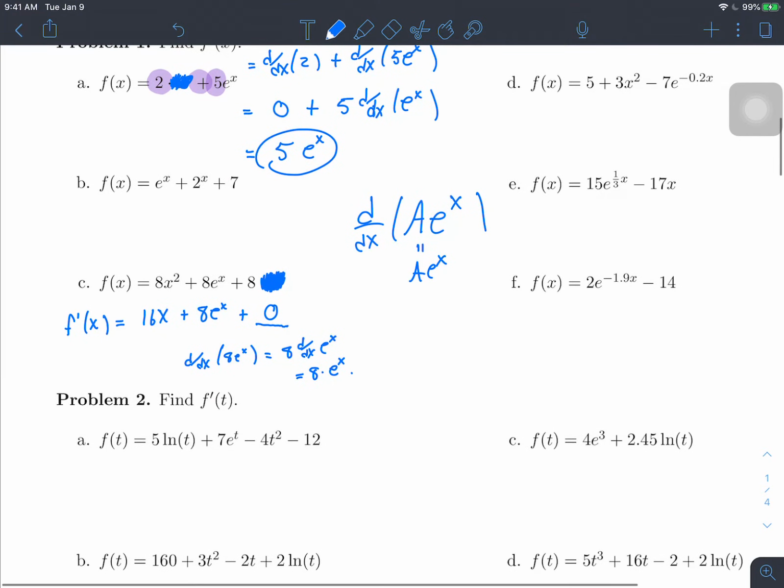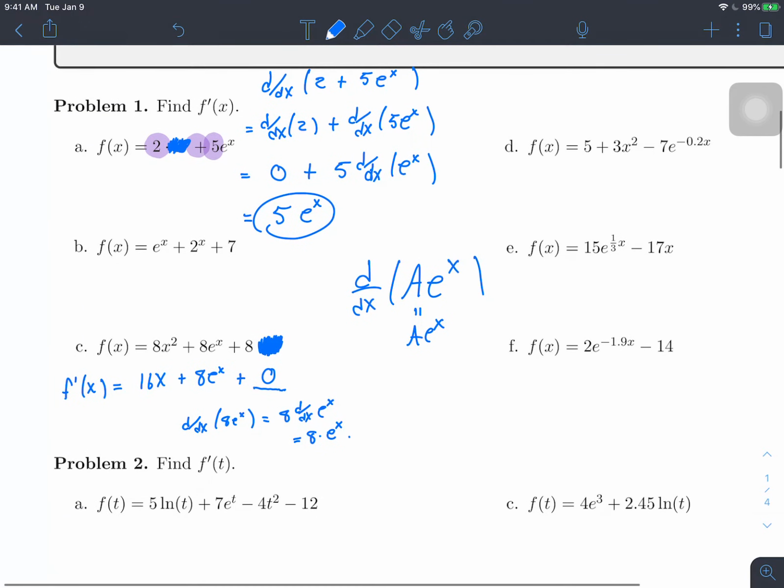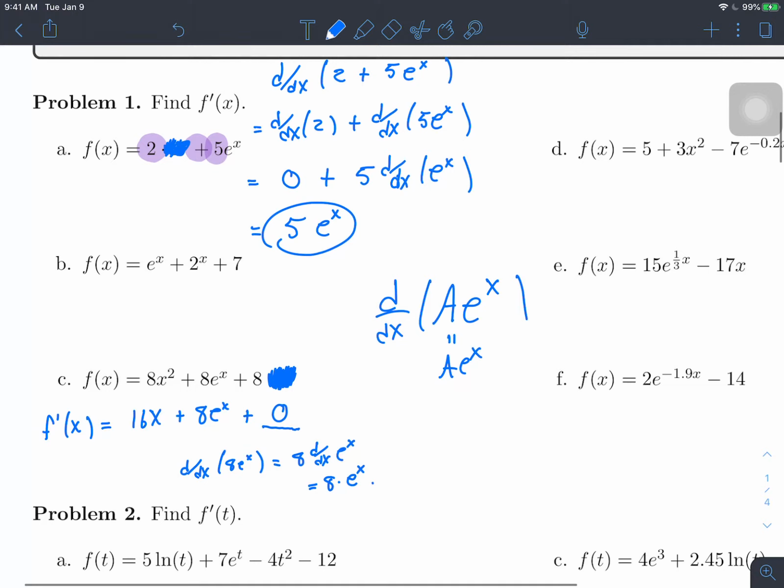Okay, let me pause and ask. These two questions had to do with the derivative of e to the x. Are there any questions so far? Okay, I'm going to save some of these other problems for later. I'm going to talk about the chain rule, and then maybe we'll switch back to this note set and do some of those.